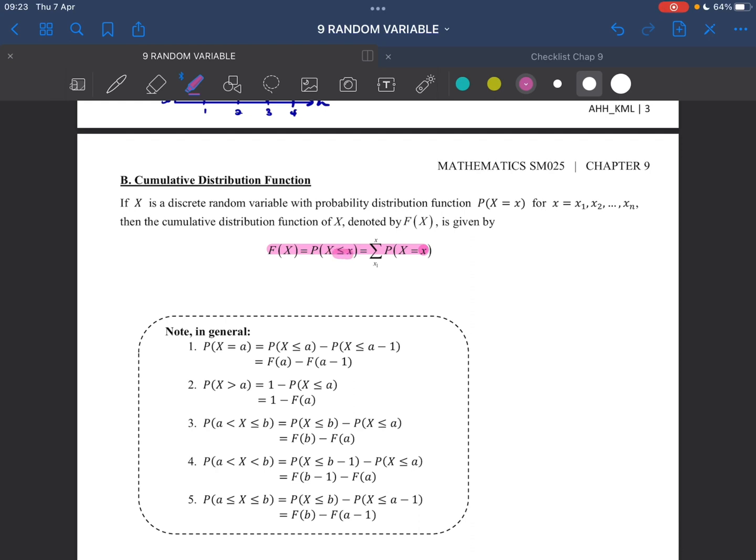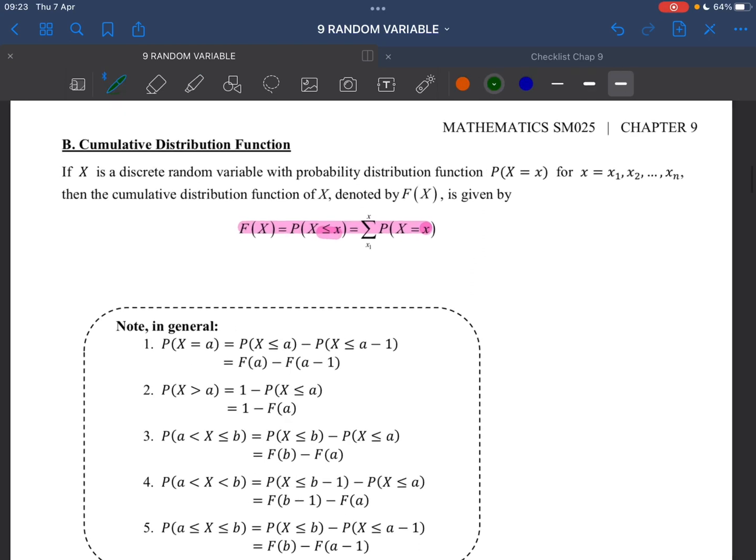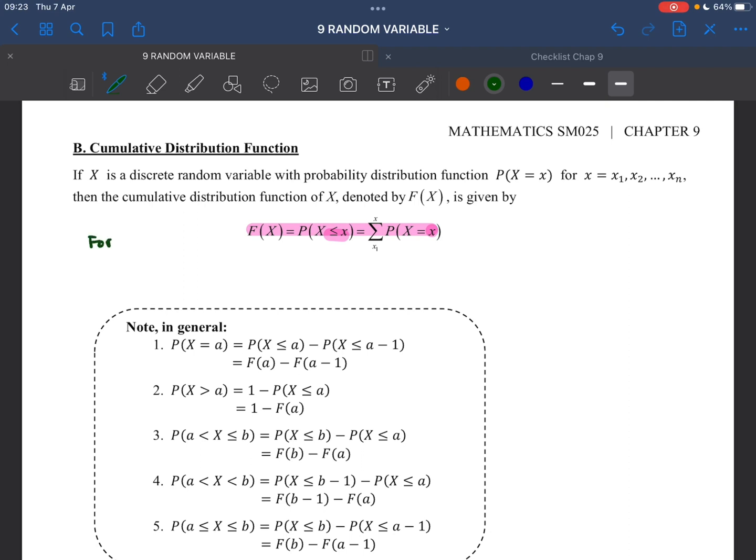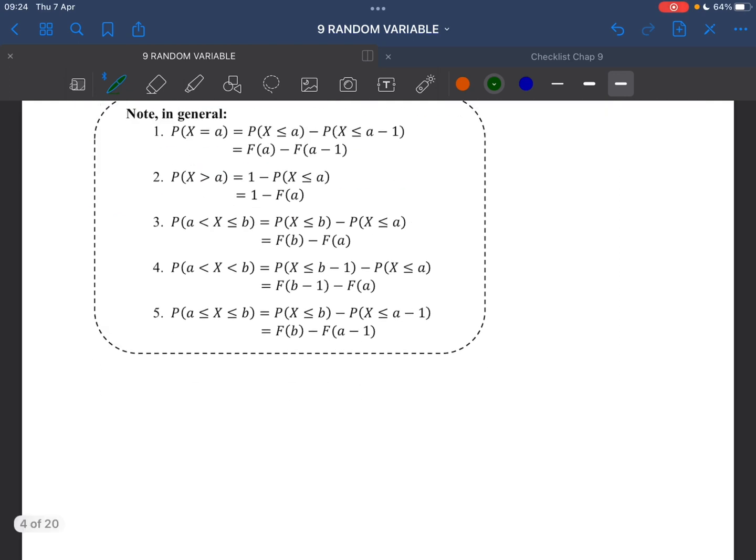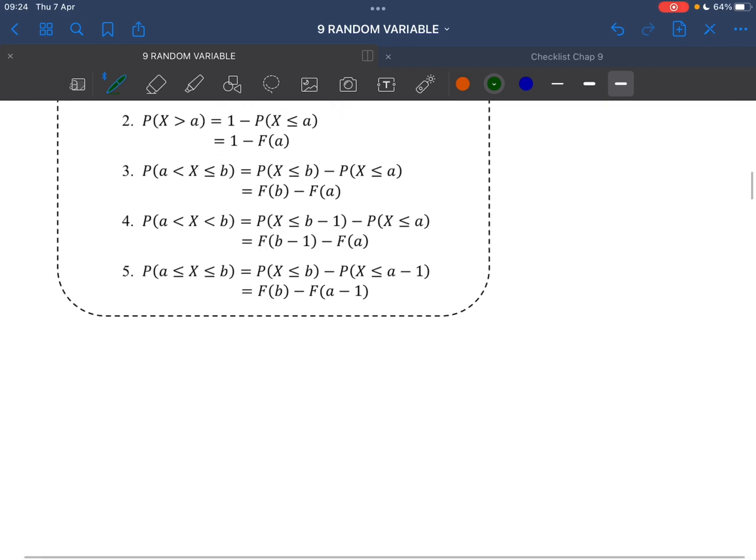Okay, so let's see if we have x equals to 0, 1, 2 and so on. If I have F(1), that will be the same as P(X less than or equal to 1), and the same as P(X equals 0) plus P(X equals 1). Okay, so that is how the cumulative works. So in general, kalau tengok ada A, B ni susah nak faham kan? So let's just change that into numbers.